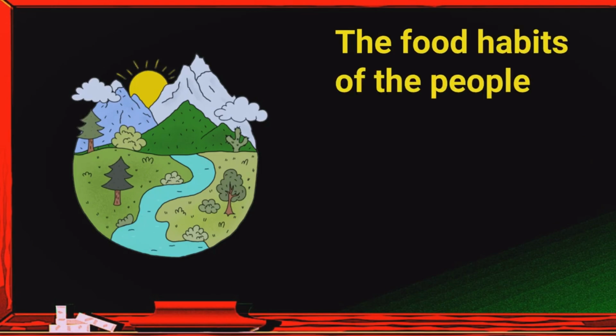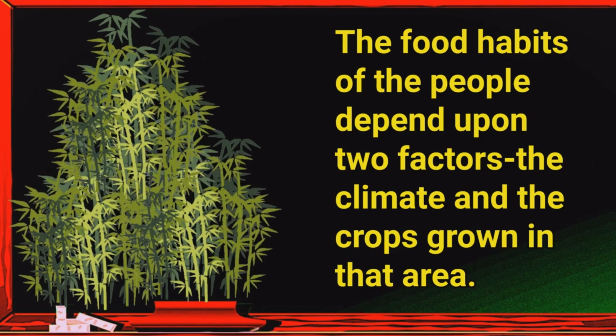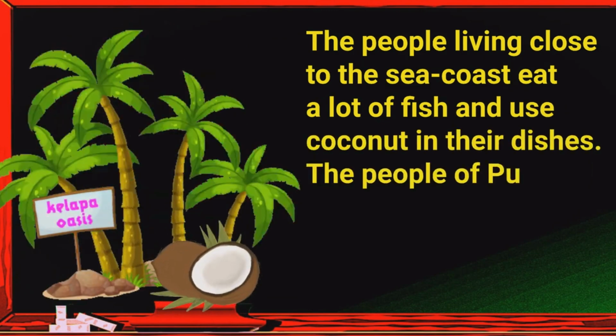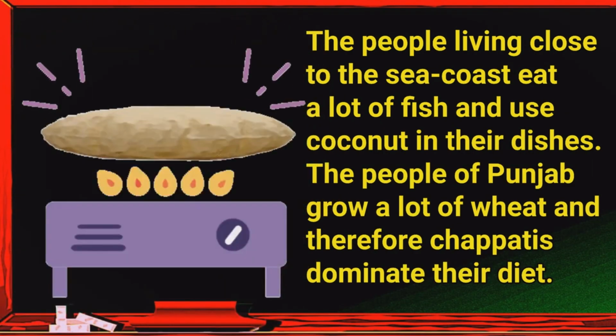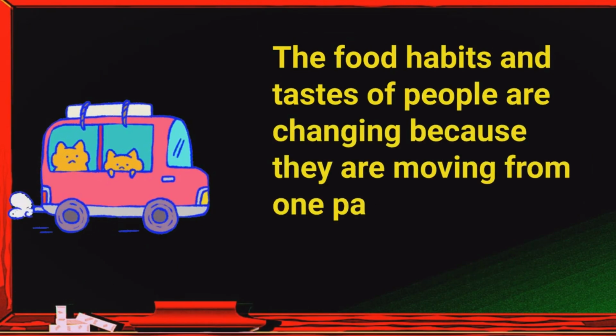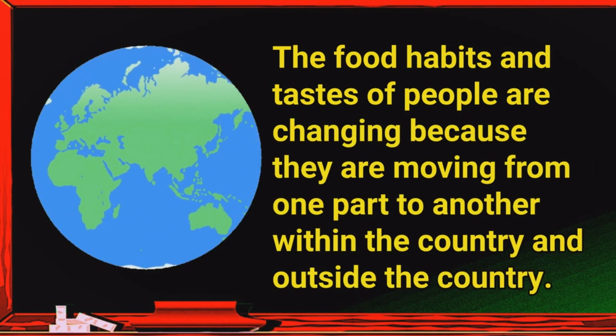The food habits of the people depend upon two factors: the climate and the crops grown in that area. The people living close to the seacoast eat a lot of fish and use coconut in their dishes. The people of Punjab grow a lot of wheat and therefore chapattis dominate their diet. The food habits and tastes of people are changing because they are moving from one part to another within the country and outside the country.